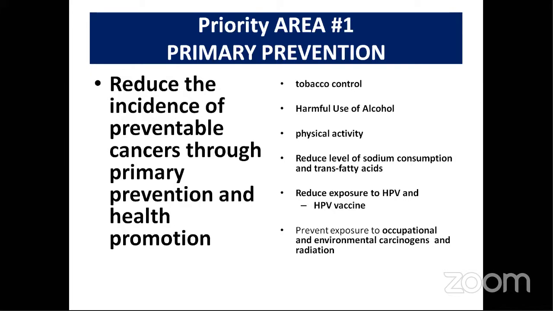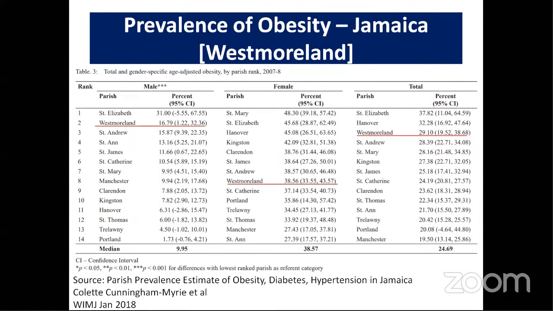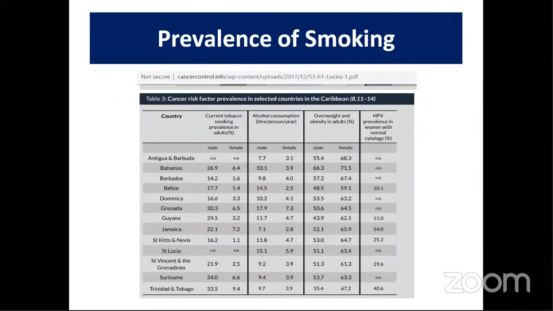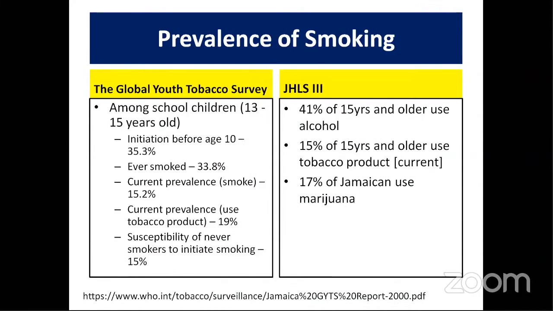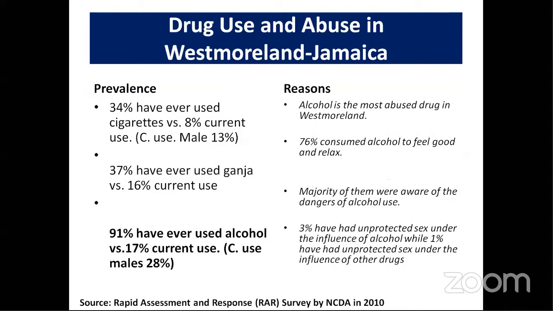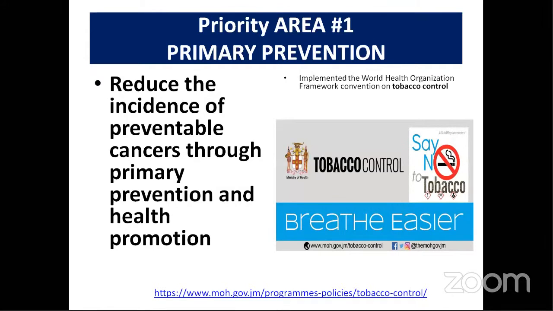Particularly looking at our modifiable risk factors, such as tobacco use and control, harmful use of alcohol, physical activity, reducing the level of sodium consumption, reducing exposure to the HPV virus in the case of cervical cancer, and preventing exposure to occupational and environmental carcinogens and radiation. Again, I am repeating these slides just to remind us of the prevalence of obesity, which is high in Westmoreland, the prevalence of smoking, higher in Jamaica, and the prevalence of smoking among youth and school children, and drug use and abuse in Westmoreland. Knowing those facts, what are we going to be doing about it? We're going to reduce the incidence of preventable cancers through primary prevention.